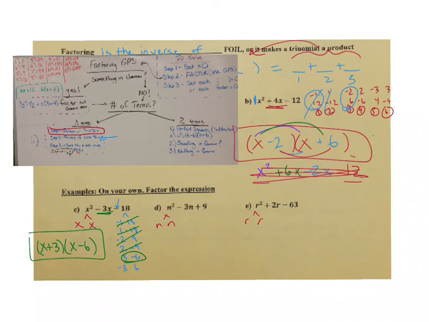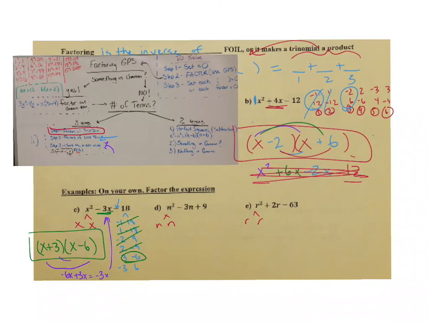Here's how I check it, though. This is step 3 right here. That purple is step 3. I do the outside, which gives me minus 6x. The inside gives me plus 3x. Together is negative 3x, which is what I want right there.